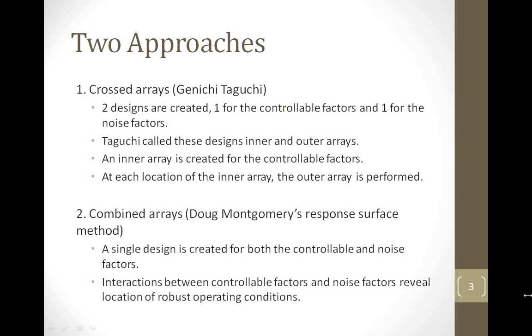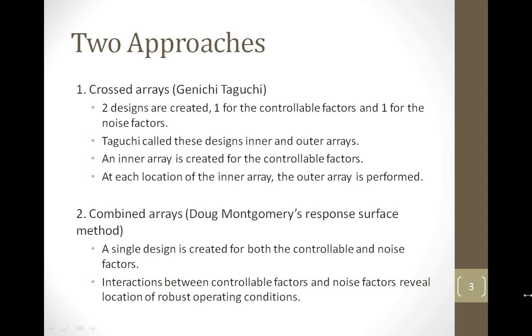The additional thing that he added, though, was that at each location of the inner array, you do another experiment involving the noise factors. So, for example, you might set low temperature, low flow rate, low concentration. Those might be the controllable factors. And at that particular setting, do several experiments in which you change the values of the noise factors. Now, the noise factors do have to be controllable during the experiment, although normally in production they would fluctuate in a random sort of fashion. And the first example I will show you follows Taguchi.